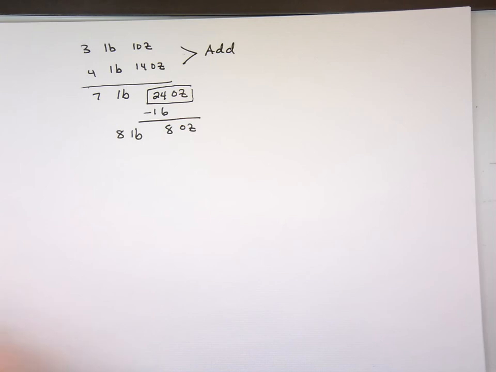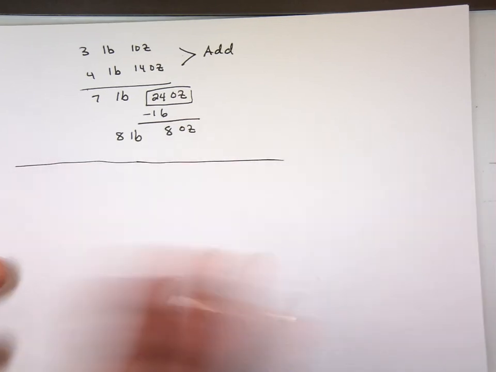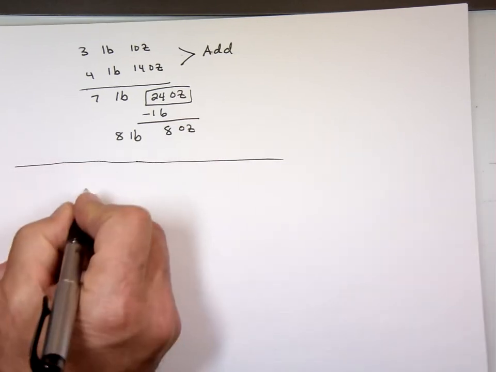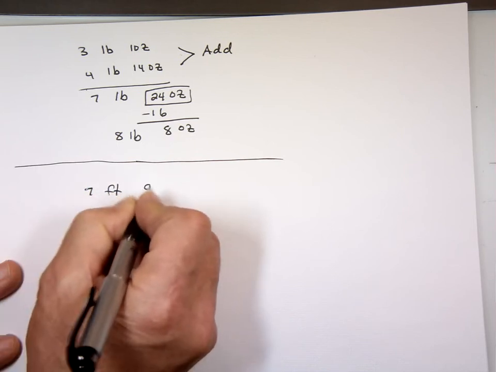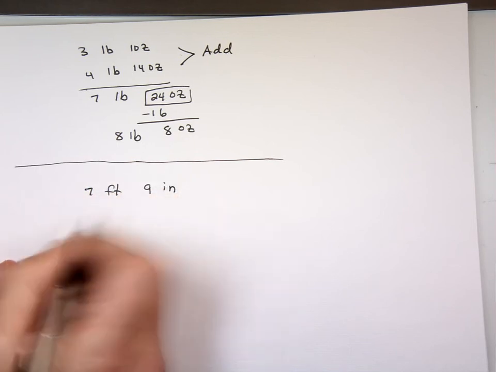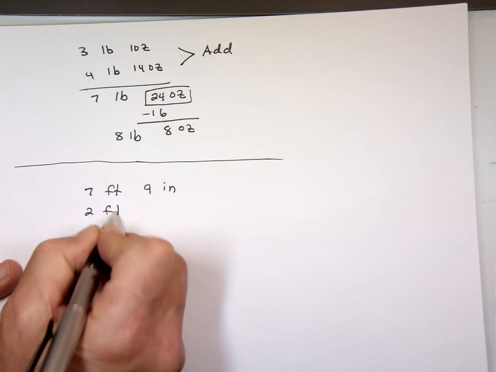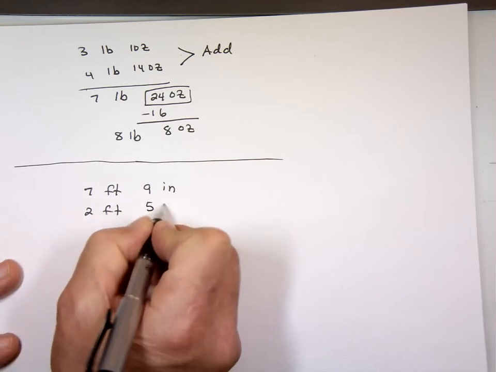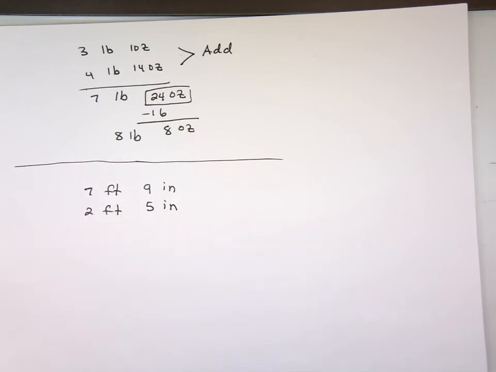You can do the same thing with length. If you're measuring two pieces of wood, one is 7 feet, 9 inches, and the other one is 2 feet, 5 inches. And you want to know how long, if you put them together end to end, how long that is.